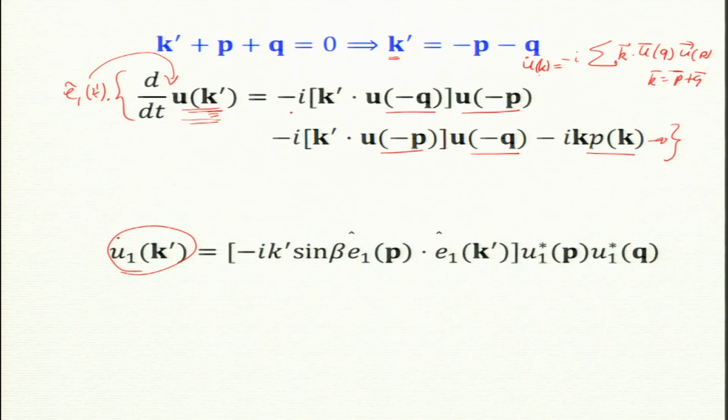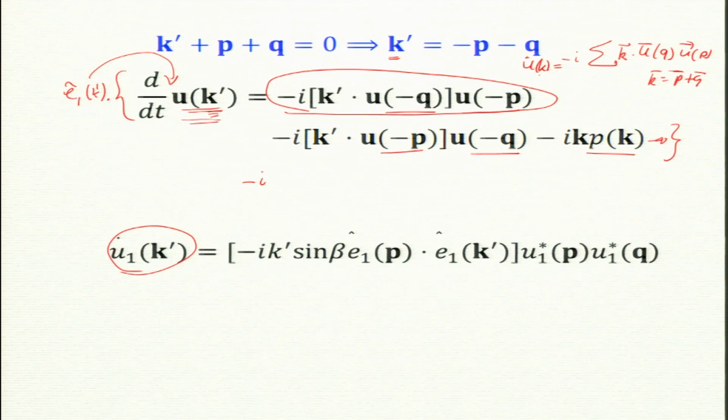Now, I want to compute this. So I have minus i k prime dot u of minus q. Now, k prime is not changing with time. In fact, for a given triad, k prime is fixed. For example, you can think of a triad as 0 1, 1 0, 1 1. These are wave numbers, so wave numbers do not change with time. The amplitude of the Fourier mode changes with time.